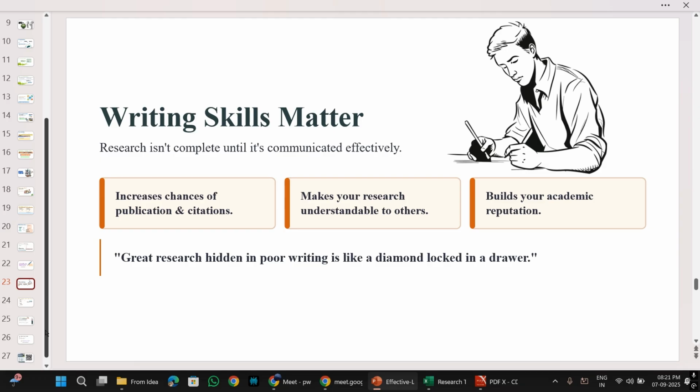Make your research understandable to others. You have to write in such a way that your research can be understood even by a layman, maybe even by a primary teacher who would want to read your paper, because she found your article really interesting, or that it is on the same environment that she lives in, maybe in the village or in the town that she lives in. So she should be able to understand.